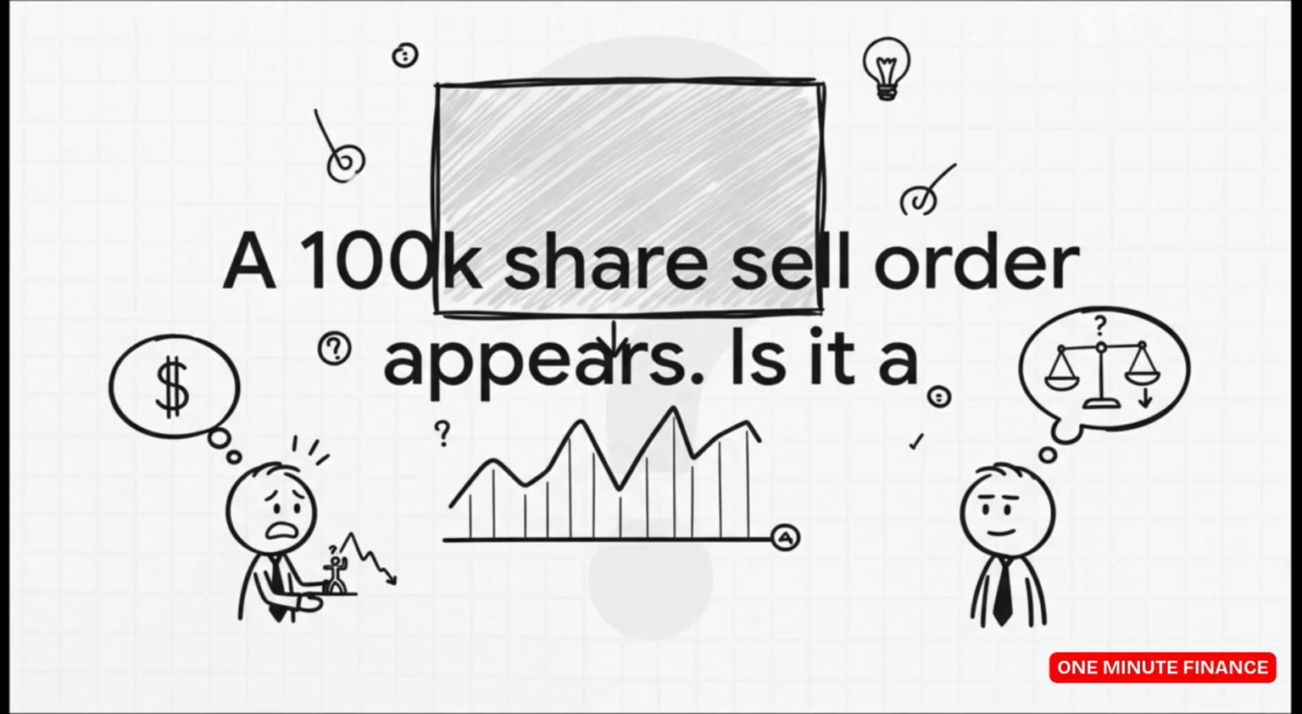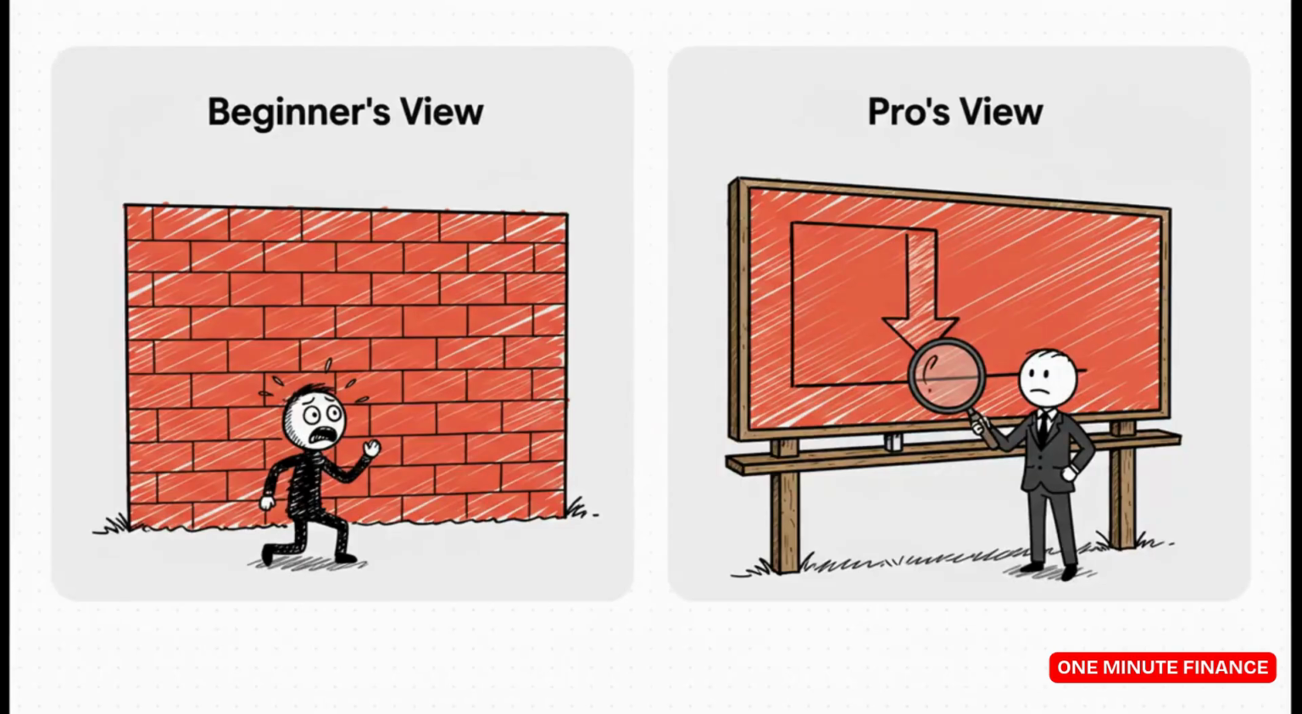Because in the market, what you see isn't always what's really there. And this, right here, gets to the absolute heart of what we're talking about today. See, a beginner looks at that huge order and thinks, whoa, that's a wall of sellers. The price has got to go down. But a pro, they see it completely differently. To them, it's just an ad, an intention. The real story, the only thing that actually matters, is what happens when someone tries to buy it.